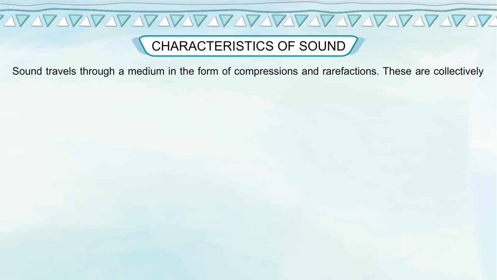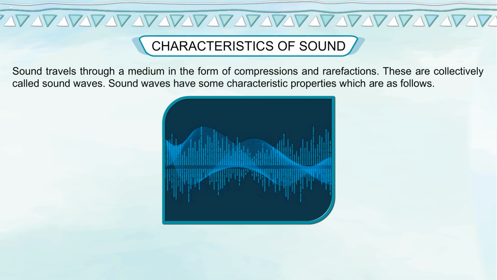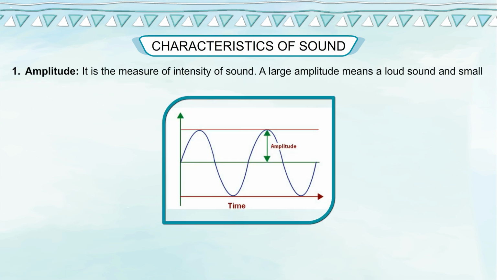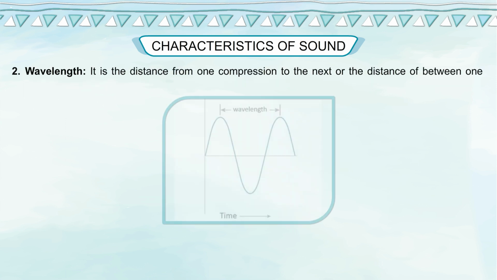Characteristics of sound. Sound travels through a medium in the form of compressions and rarefactions. These are collectively called sound waves. Sound waves have some characteristic properties, which are as follows. Amplitude. It is the measure of intensity of sound. A large amplitude means a loud sound and small amplitude means soft sound. It is actually the measure of change in pressure in a compression or rarefaction.